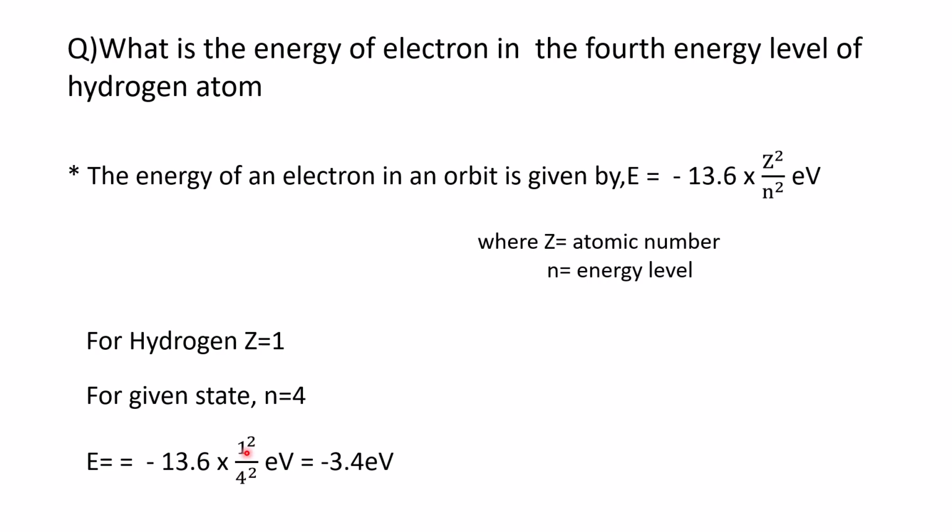That is, instead of Z we can put 1, and for N 4. We get the answer minus 3.4 electron volt.